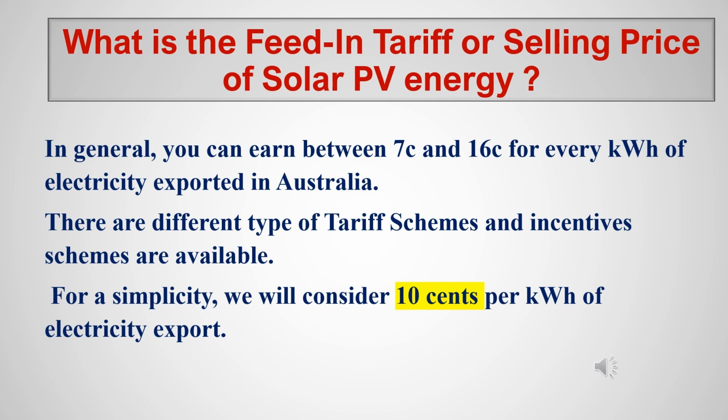What is the feed-in tariff or selling price of solar PV energy? In general, you can earn between 7C and 16C for every kilowatt-hour of electricity exported in Australia. There are different types of tariff schemes and incentive schemes available. For simplicity, we will consider 10 cents per kilowatt-hour of electricity export.